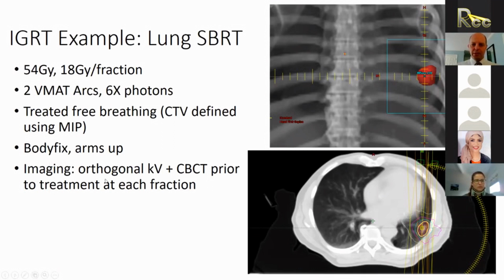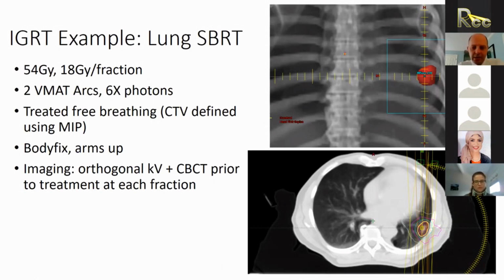And then the imaging was orthogonal kV plus cone beam CT prior to treatment at each fraction. So when you have these fewer fractions, higher dose, kind of a daily verification with cone beam. So why here do we hybrid the orthogonal kV with the CBCT in this case?